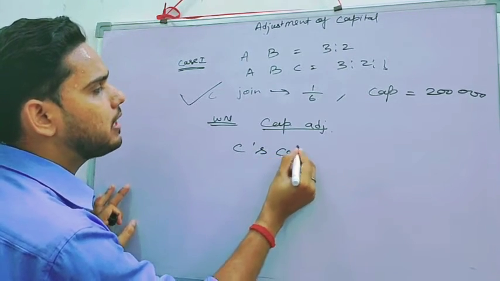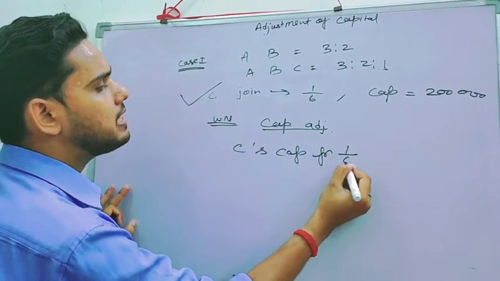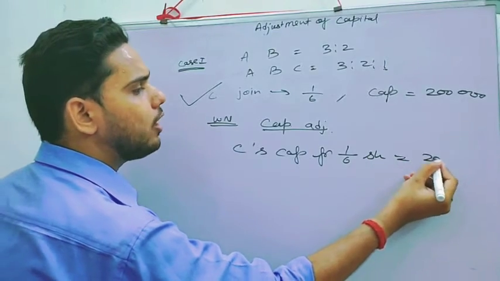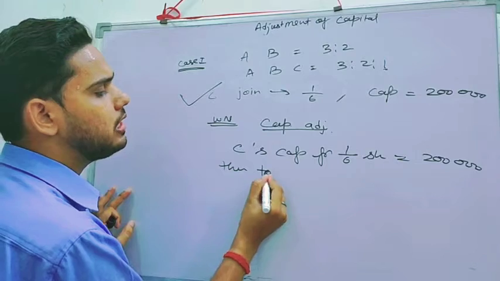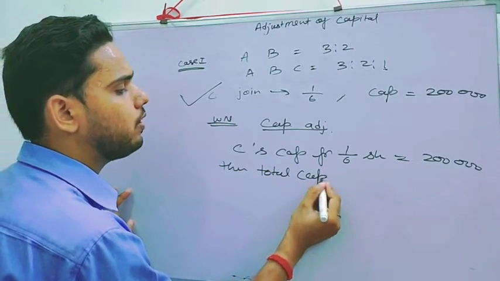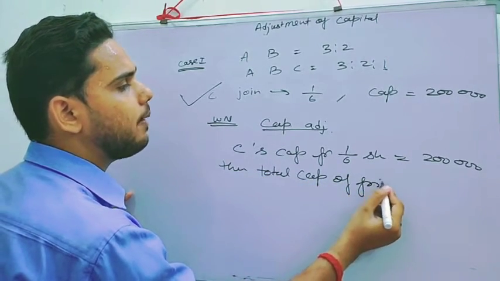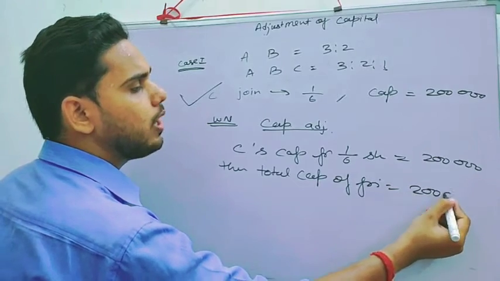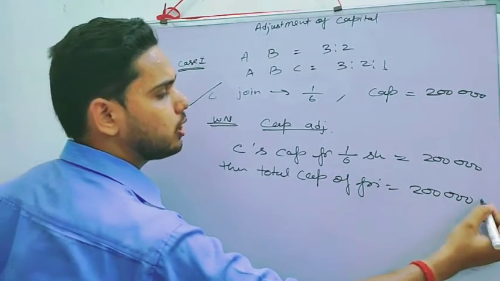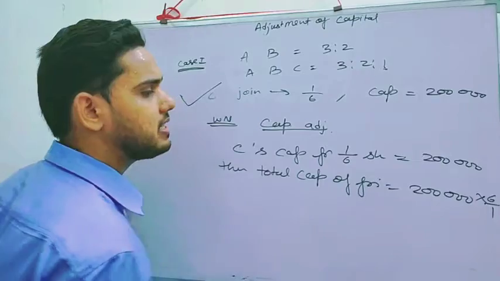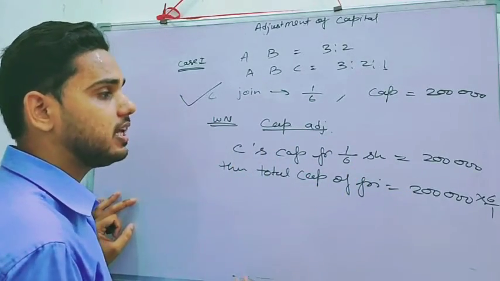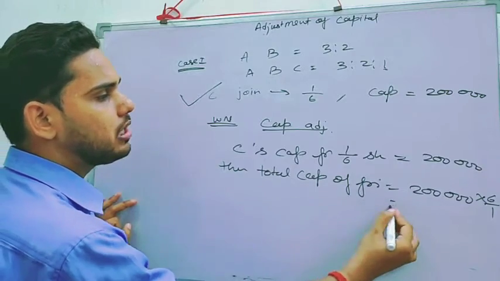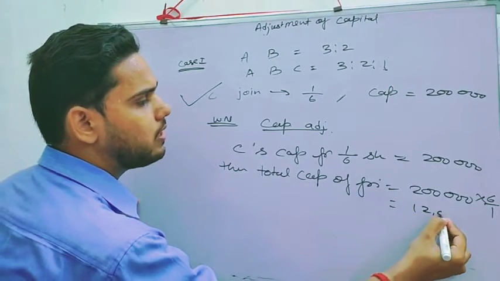C's capital for 1 by 6 share is 2 lakh rupees. Okay, then the total capital of the firm. So what will be the total capital? So 2 lakh is for 1 by 6, so the total will be the reciprocal of 1 by 6. We have already discussed the logic and why we are doing this in our previous lecture, right? So total capital will be 12 lakh rupees.